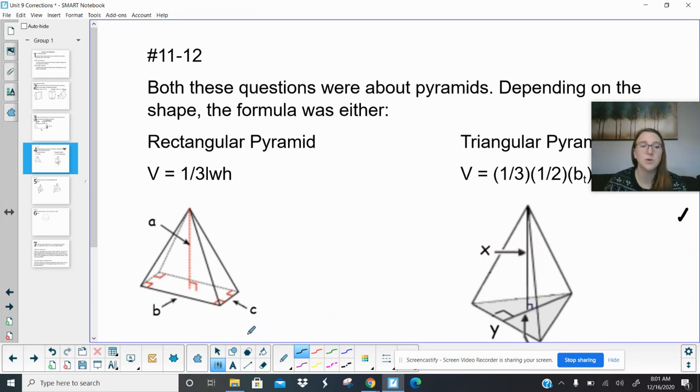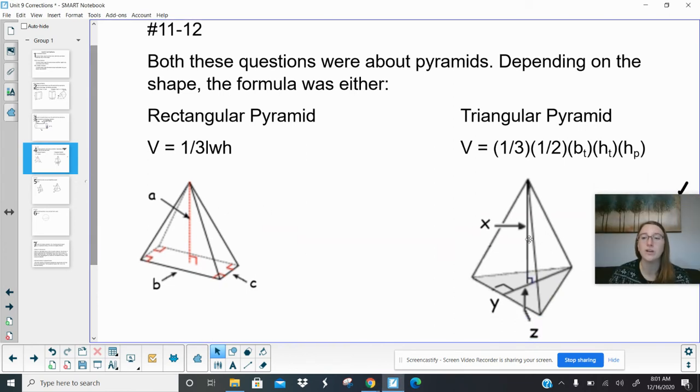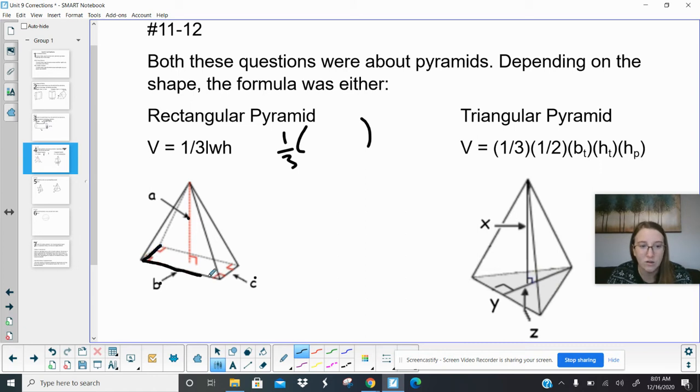Okay, 11 through 12, these were both pyramids. Now, one was a rectangular pyramid and one was a triangular pyramid. These formulas are a little bit weird. They are actually based off the prism formulas, but they are a third of what the prism formula is. So if it was this picture here, this is 1/3, and then you multiply all three together. Again, the reason why this is a rectangular pyramid is because it's a pyramid because it comes to a point. It's a rectangular pyramid because the base is a rectangle. That's what makes it a rectangular pyramid.